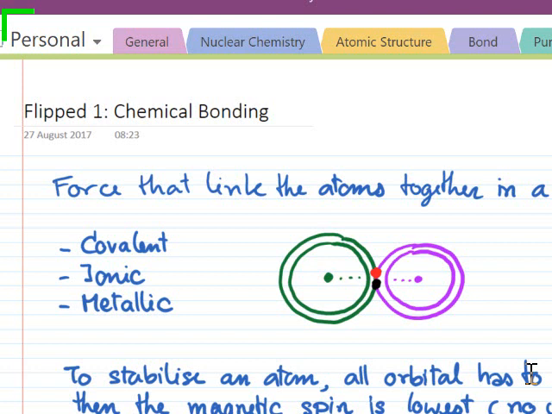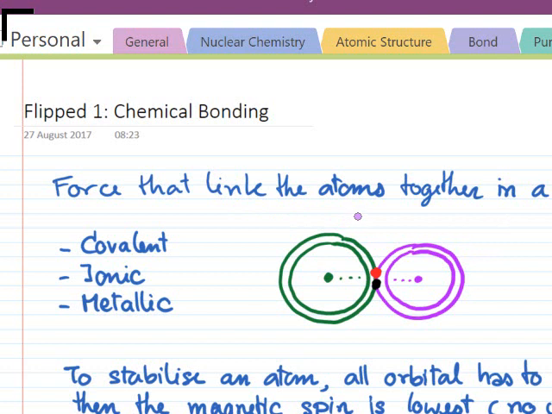So first of all, we have to know what chemical bonding is. Actually, chemical bonding is a force that links atoms together in a molecule. Normally, this kind of force is an electromagnetic force, one of the four fundamental forces in the universe. As you may see in the picture, we have two atoms that link together, the green atom and the purple atom.